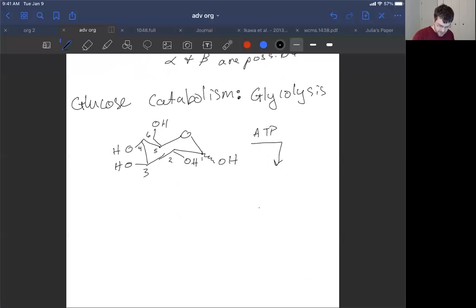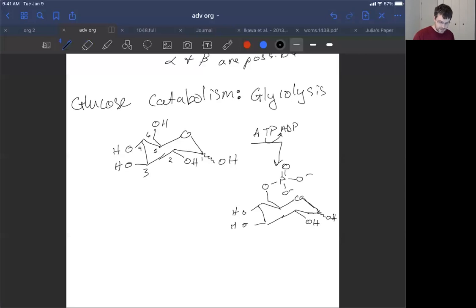Now, what that looks like is we're going to take our chair structure and draw everything the exact same except the 6th position is going to now have a phosphate group, which I'll draw out because once you get the hang of them, they're not too bad. Okay, so there's our phosphate, and ATP gets consumed to make ADP.